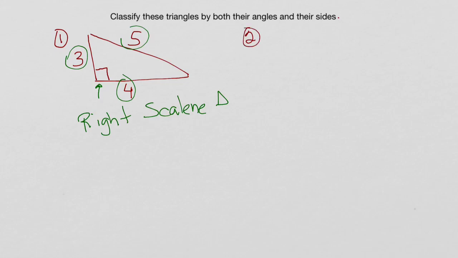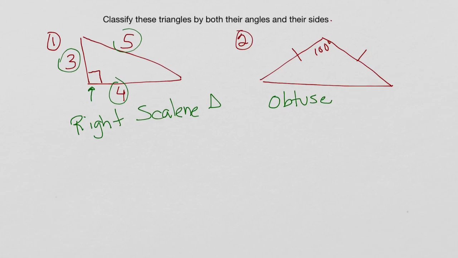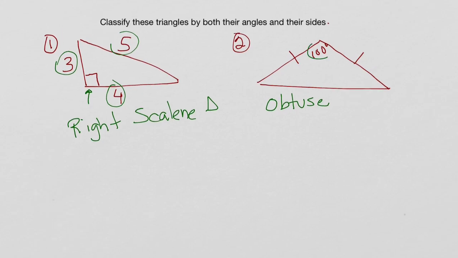Let's see if you can try the next one. Okay, pause the video and see if you can figure out what that one is, and then turn it back on and check your answer. This one is an obtuse because of the 100 degree angle, obtuse, and it's also isosceles because it has two congruent sides. Obtuse, isosceles.